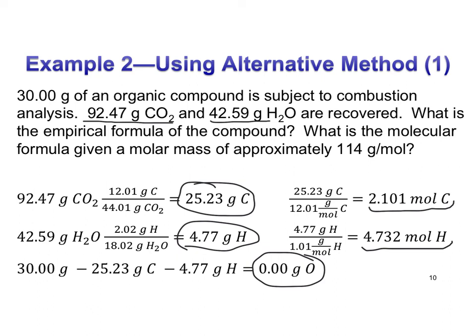Dividing each of the moles by 2.101 yields 1 mole of carbon and 2.252 moles of hydrogen. Multiplying each by 4 gives an empirical formula of C4H9.